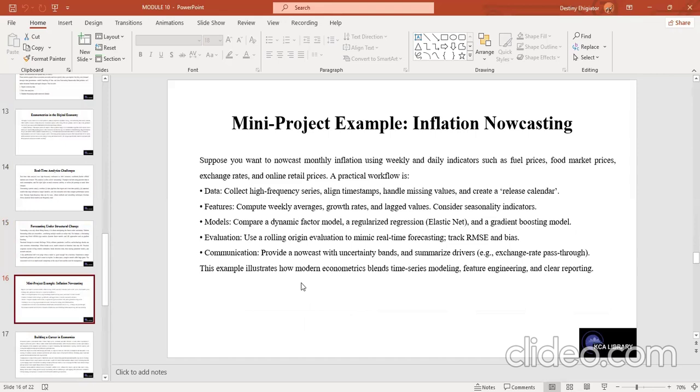Mini project example. Let's look at inflation nowcasting. Suppose you want to nowcast monthly inflation using weekly and daily indicators such as food prices. A practical workflow is: data, collect high-frequency series. For features, compute weekly averages, growth rates, and lag values. For models, compare a dynamic factor model. For evaluation, use a rolling origin evaluation to mimic real-life forecasting. Then carry out communication, providing a nowcast with uncertainty bands.